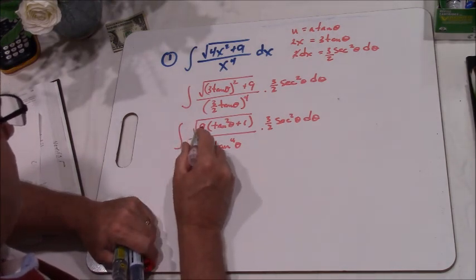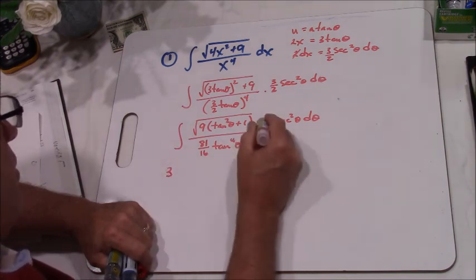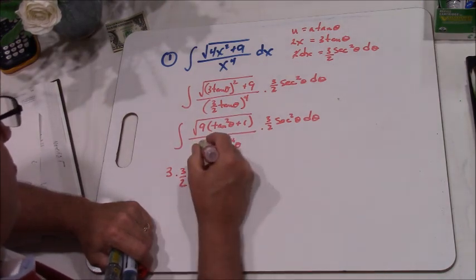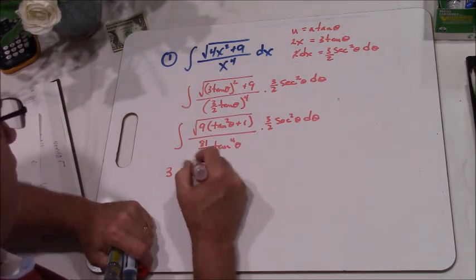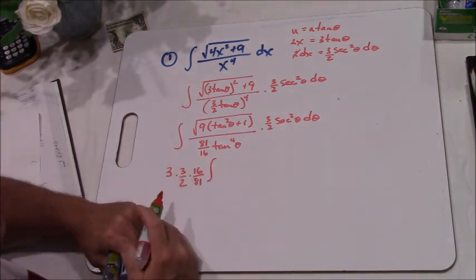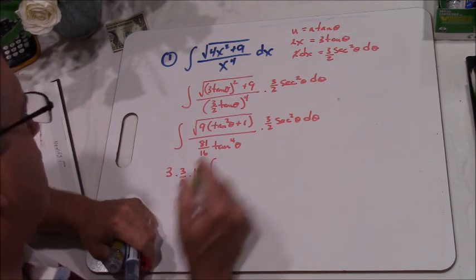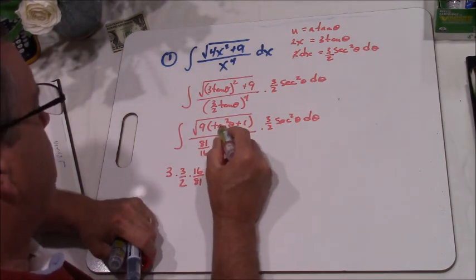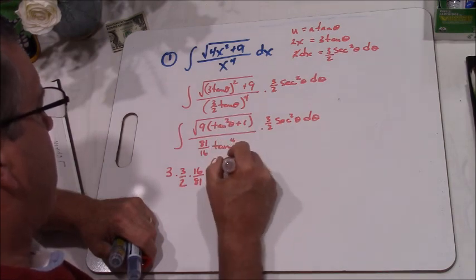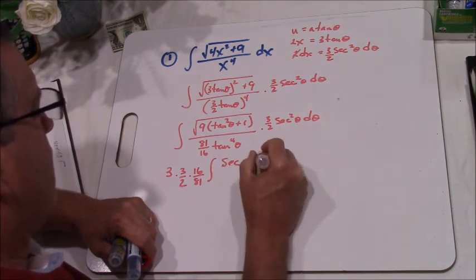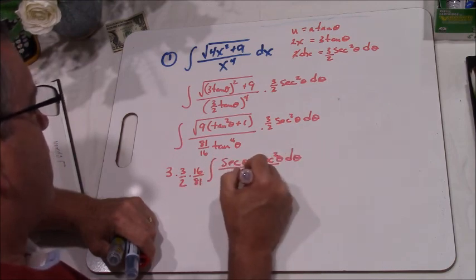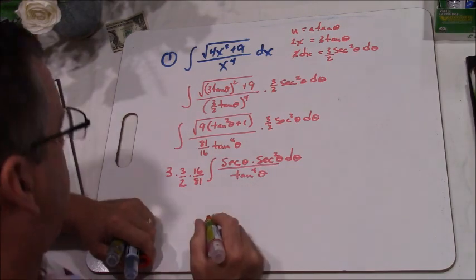So let's see, the square root of 9 would be 3 times 3/2. I'm dividing by 81 over 16, so I'll flip it over and multiply. So that's all the numbers get moved to the outside. What I have left on the inside, this right here would be a secant squared. So if I take the square root of that, I have a secant of theta times a secant squared theta d theta all over tangent to the 4th of theta.